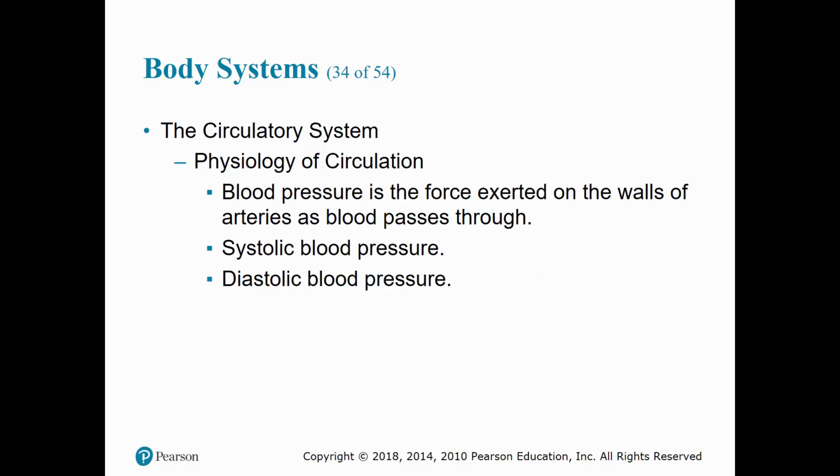Blood pressure is the force exerted by the blood on the interior walls of the arteries. The systolic blood pressure is a measurement of the amount of force exerted along the walls of the arteries when the left ventricle contracts. This is the top number when we are getting our blood pressure. The diastolic blood pressure, or the bottom number, is the amount of pressure exerted on the walls when the left ventricle is at rest or in between contractions.